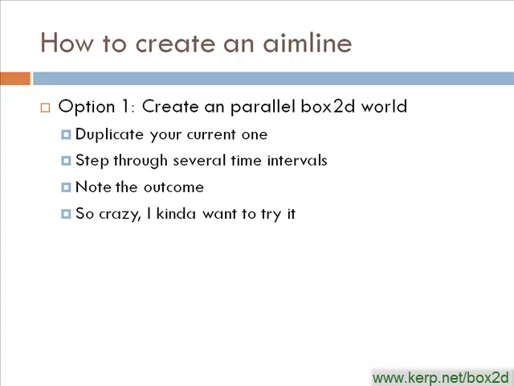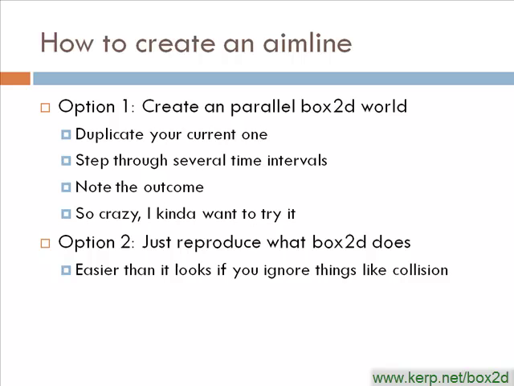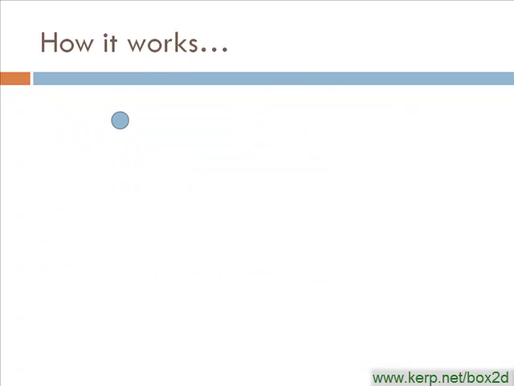Now, this is so crazy that I kind of want to try it just because I think it's really weird. But I kind of think for the purposes of a tutorial, it's a little too complicated. Plus, I have no idea if I could actually get this to work. I haven't tried it yet. So option two is to just kind of reproduce what Box2D does. And it turns out this is easier than it might look at first if you ignore things like collision. If all I'm doing is reproducing the way an object moves with acceleration in one dimension, that's actually fairly easy. And this is essentially how we're going to do it.